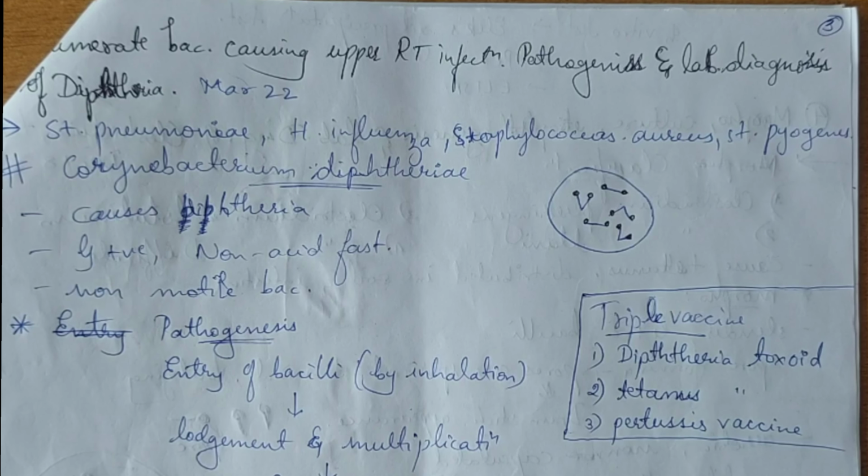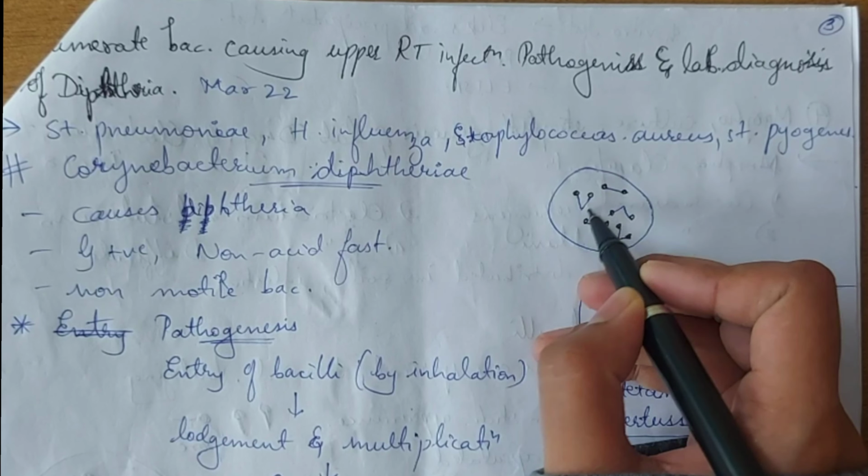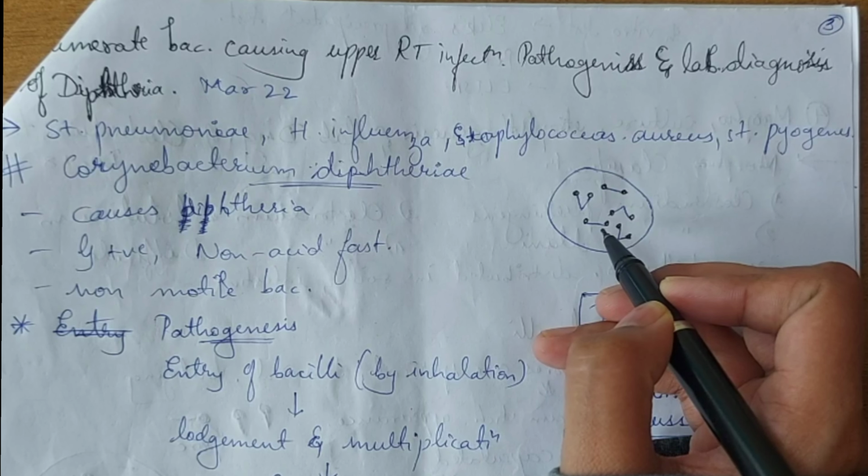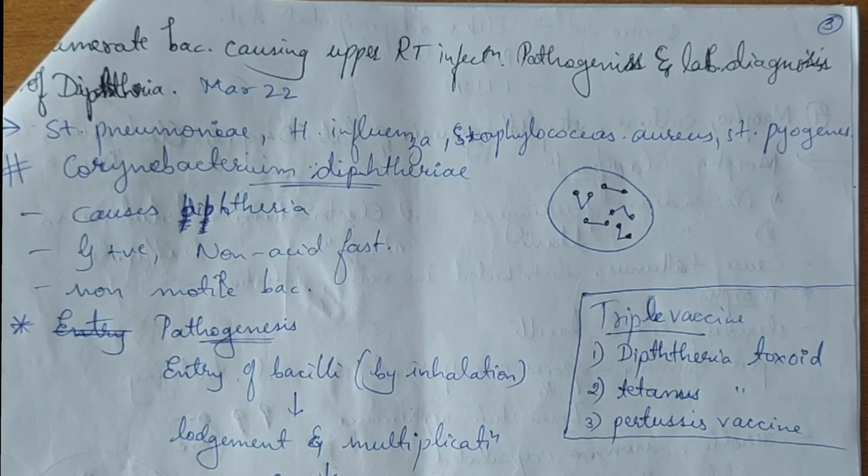They are arranged in an angular fashion of V shape or L shape. Hence, this is also called Chinese letter or cuneiform arrangement. This cuneiform arrangement is due to the incomplete separation of the daughter cells by binary fission.